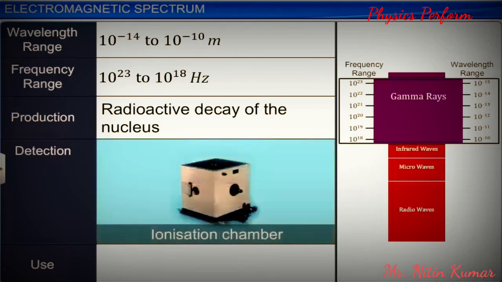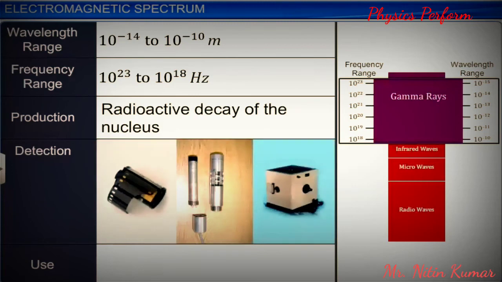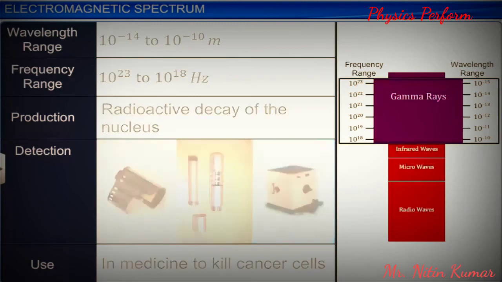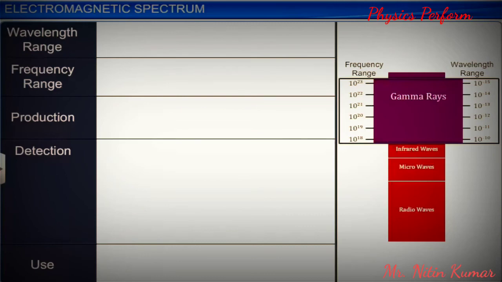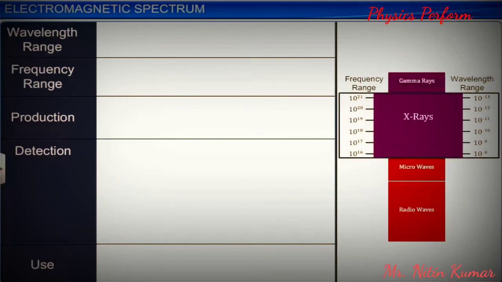Now, let us move on to X-rays. Wavelength of X-rays is in the range of 10 power minus 13 meters to 10 power minus 8 meters.